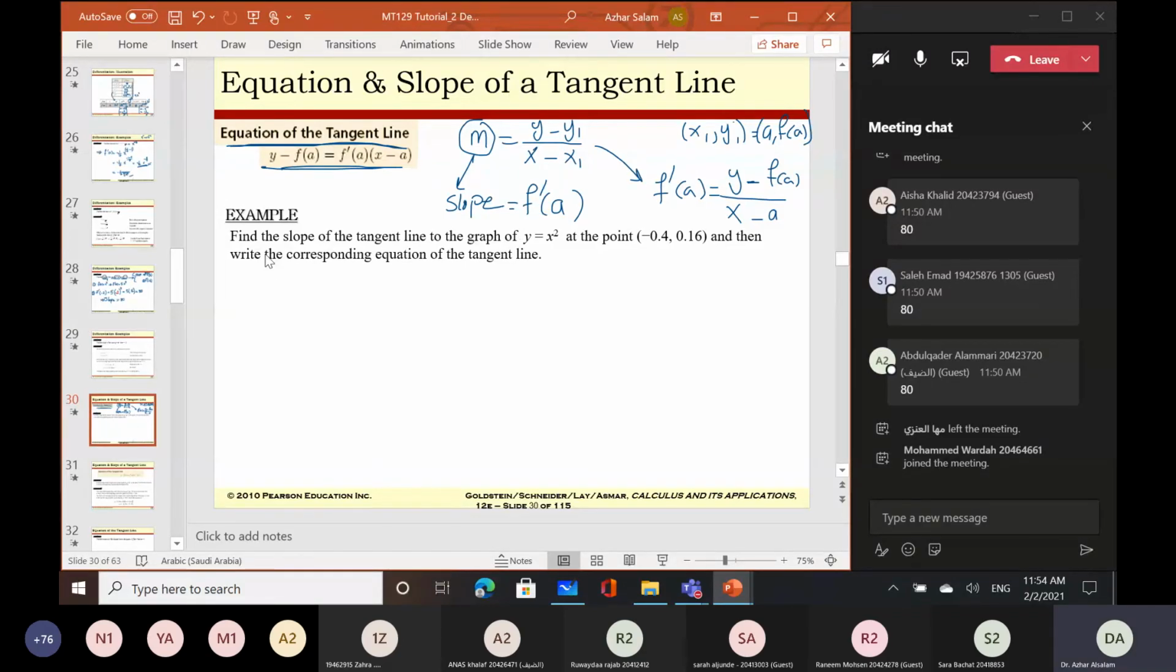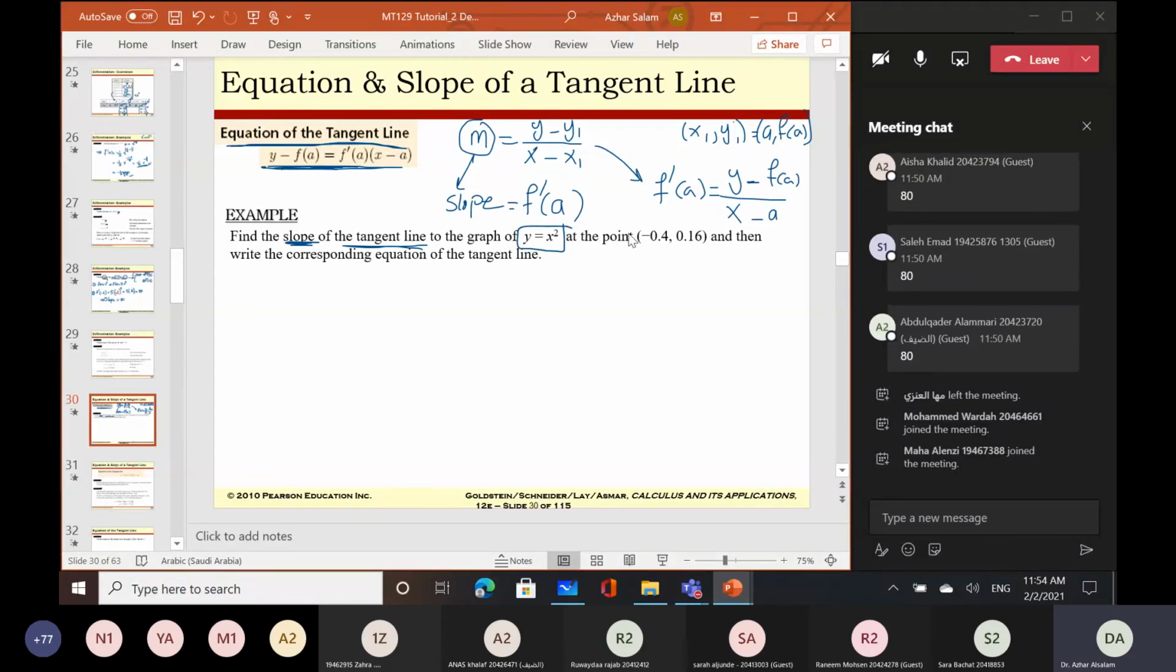Okay? Now we will take an application. Find the slope of the tangent line, only the slope of the tangent line, to the graph y equals x squared at the point. I have a point and a graph, and I have to find the slope of the tangent line at this point. Question number 1, find the slope. Number 2, write the corresponding equation of the tangent line. First, I will find the slope. How to find the slope? I find first f dash, then f dash of a.